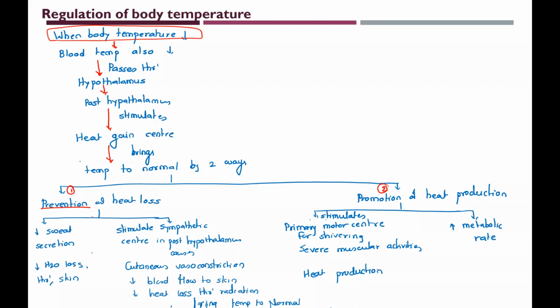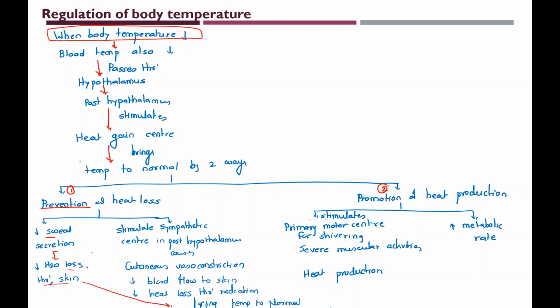Okay. So preventing heat loss means, first thing we need to do, we have to decrease the sweat secretion, because we don't want water and heat to go out of the body. Okay. So what will it do? First, it will decrease sweat secretion. So reduced water and heat loss through the skin. Hence, it helps to bring temperature back to normalcy, means helps to increase the temperature.